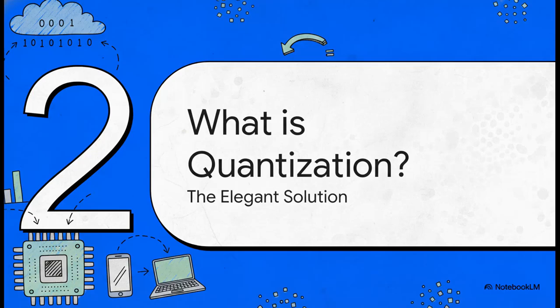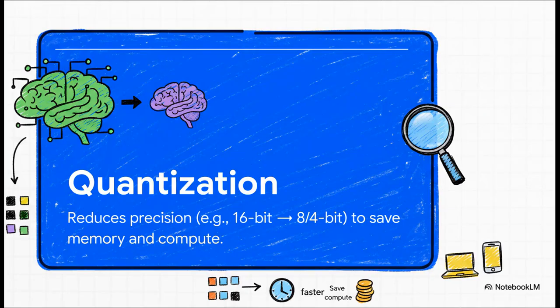So you're staring at this big model problem. What's the solution? Well, it's this really elegant and powerful concept called quantization. And what it does is it directly attacks that size and speed problem right at its very core. At its heart, quantization is really all about simplification. See, an AI model is basically just a giant collection of numbers. We call them weights.